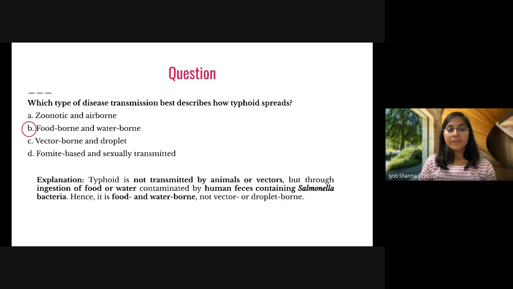And just see here, typhoid is not transmitted by animal or vector, but through ingestion of food or water contaminated by human feces containing Salmonella bacteria. Hence, it is food or waterborne, not vector or droplet borne. So that's why B is the right answer.